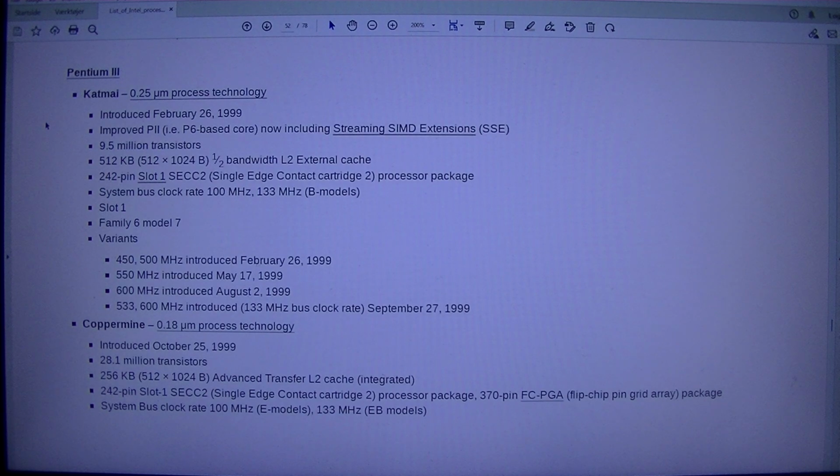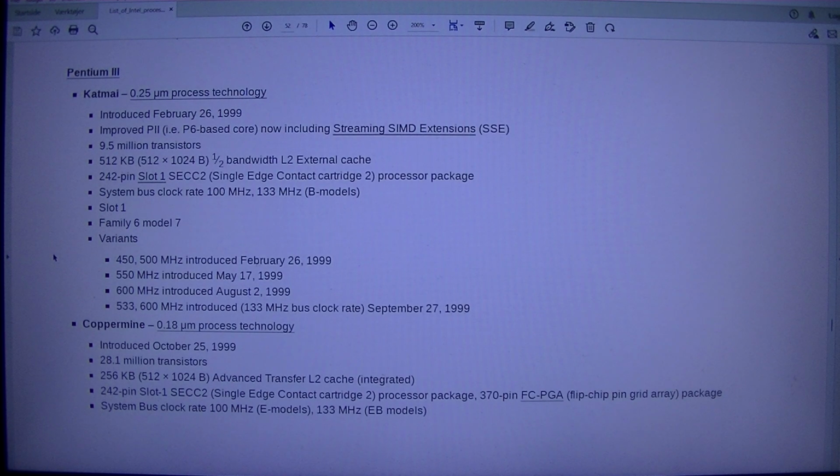512 kilobytes, 512 1024B, 1/2 bandwidth L2 external cache. 242-pin slot 1 SECC2, single edge contact cartridge 2, processor package. System bus clock rate 100 MHz, 133 MHz, B models. Slot 1. Family 6 Model 7. Variants 450, 500 MHz introduced the 26th of February, 1999.